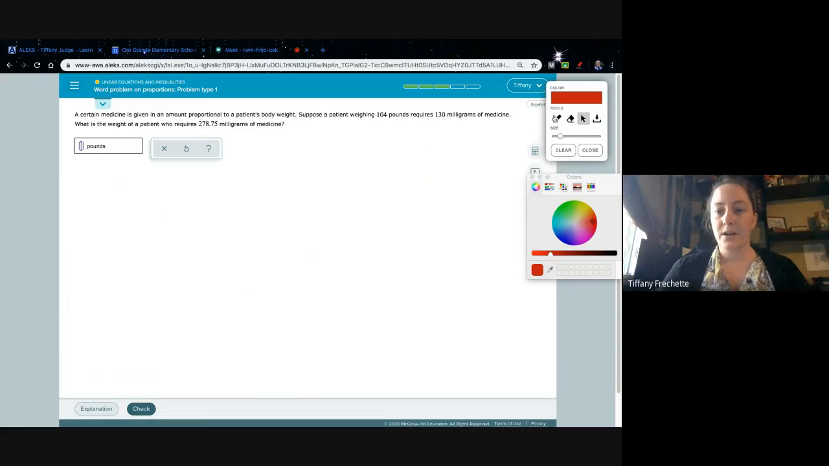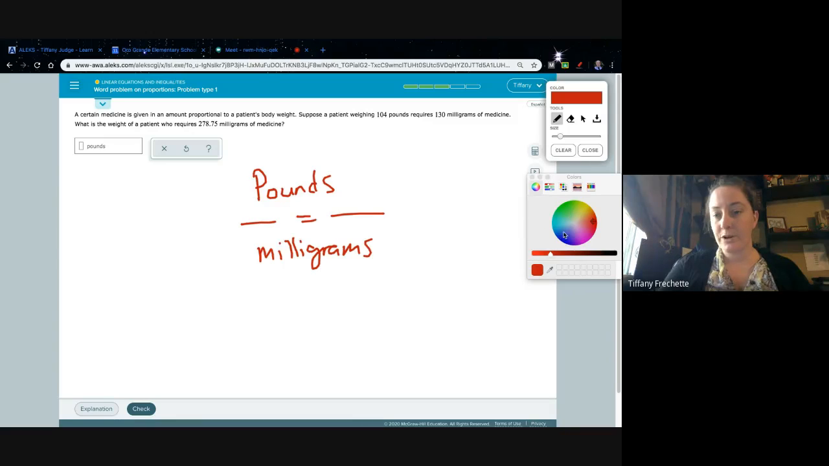Okay, so we have a certain medicine that is given in an amount proportional to a patient's body weight. Suppose a patient weighing 104 pounds requires 130 milligrams of medicine. So we know we're going to be dealing with pounds and milligrams. Two proportions. All right, so the first one, it says a person that's 104 pounds gets 130 milligrams. 104 pounds, 130 milligrams.